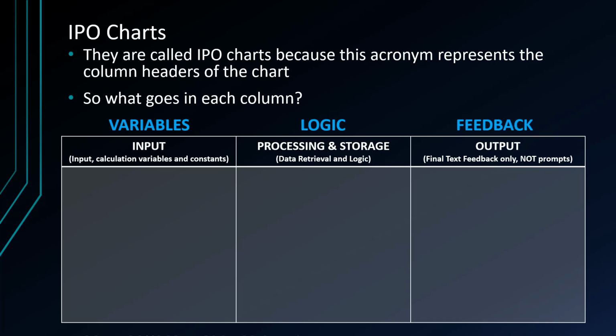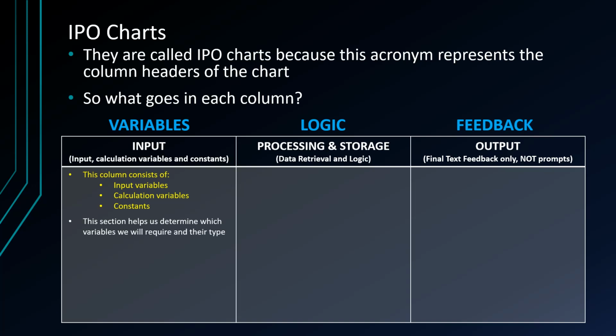And we typically define them in order of constants, input variables, and then calculation variables. So the exact opposite of the order that you see listed here. So that's the first key. The processing and storage section, we'll come back to that in a second. Let's keep focused on the input column first. As I said, it consists of the input variables, calculation variables, and constants. Great. So it's going to help us determine which variables we're going to require for our program.